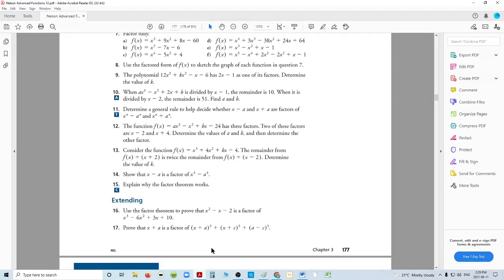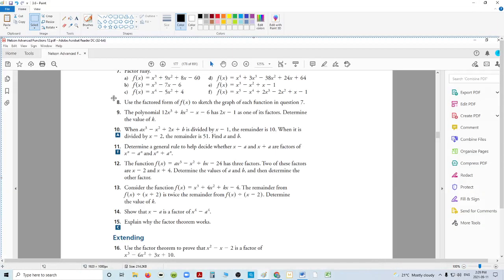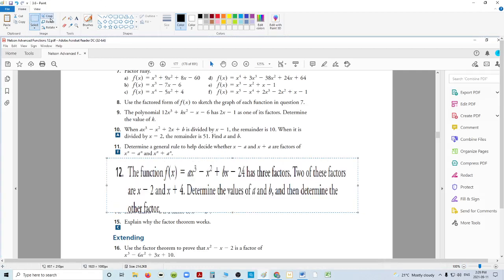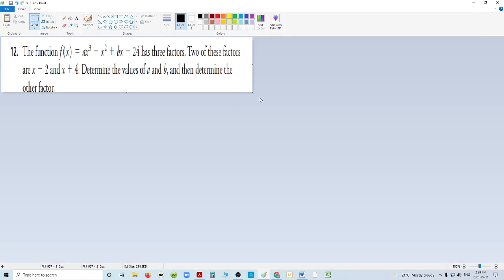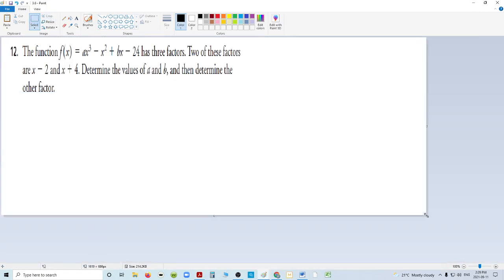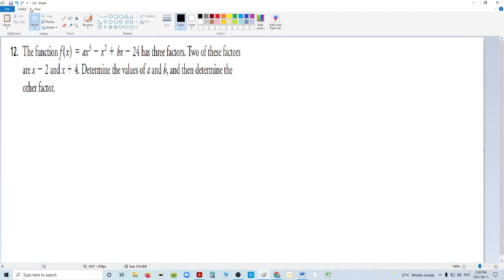So we're going to continue. Go on to 12, which is the same thing. 12 is saying the function that's missing a and b has 3 factors. 2 of these factors are given, which means the remainder will be 0. So this is very much like the one we just did. They want the values of a and b, and they want all the factors. So let's just start with what we know.